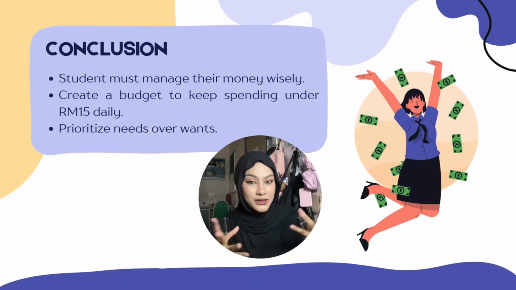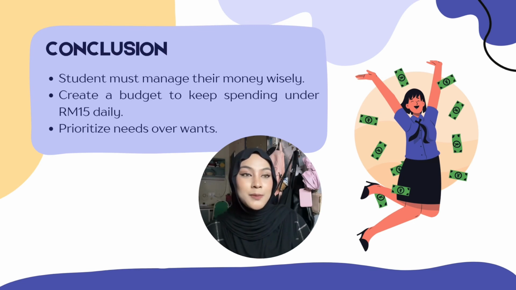To wrap up the presentation, we want to highlight the importance of managing your allowance wisely. One way to do it is by setting a simple daily budget. For example, try to spend less than 50 ringgit per day. That's already a good start. And of course, always prioritize what you need instead of what you want. A little discipline can really go a long way, because in the end, being smart with your spending is not about having more, it's about making the most of what you have.